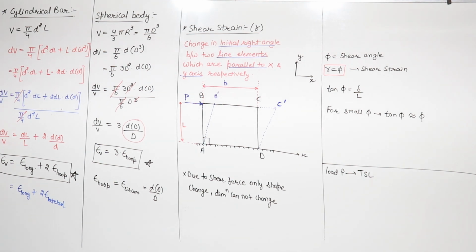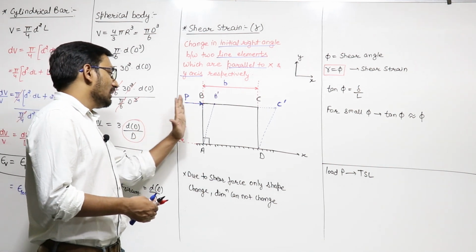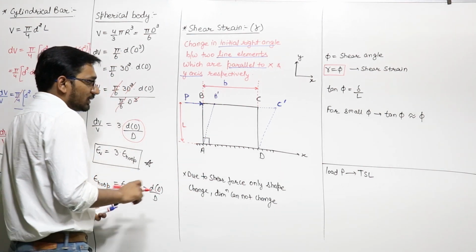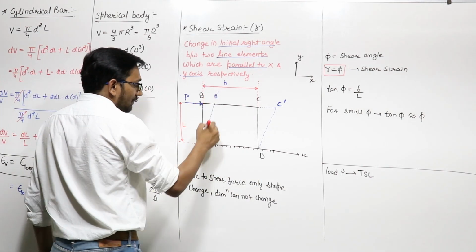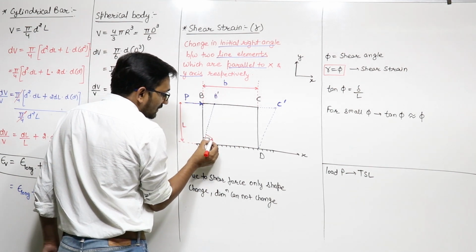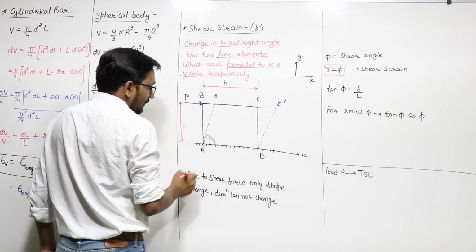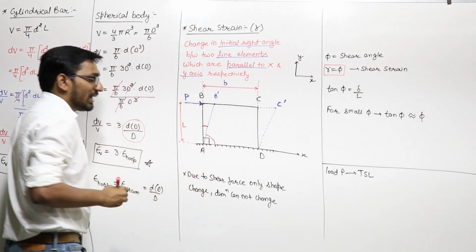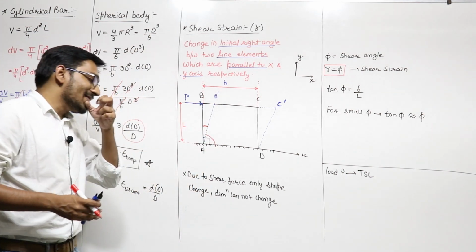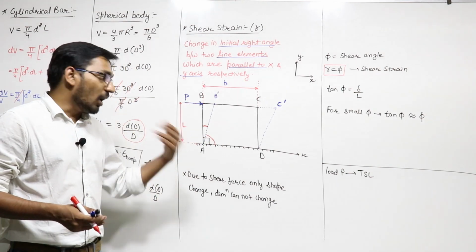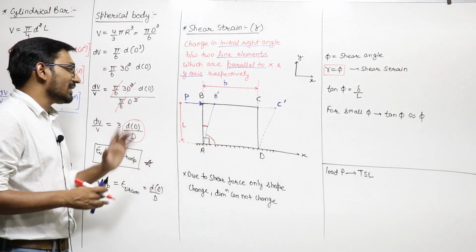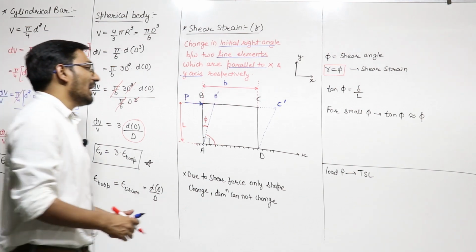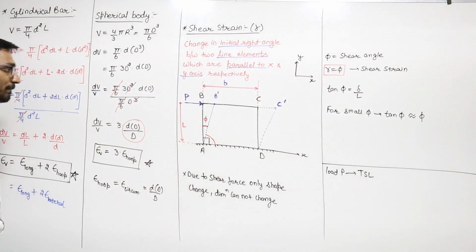Now because of this loading, the angle between AD and AB, which is initially 90 degrees, changes. The final angle between AD and AB dash will be this. So the change of angle is this one. This is the change of angle between the two line elements which are initially perpendicular to each other, or parallel to the x and y axis, and this angle is known as the shear angle, phi. We denote phi as the shear angle.